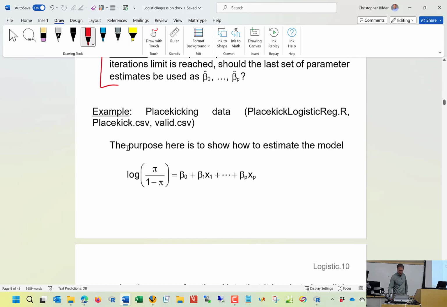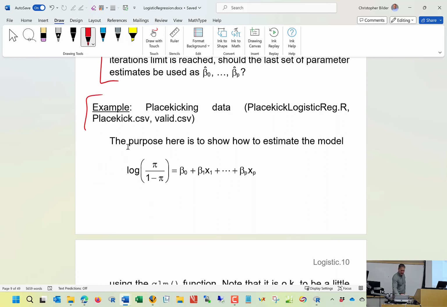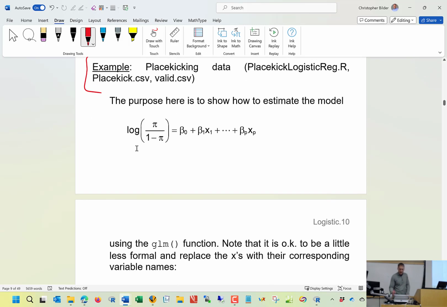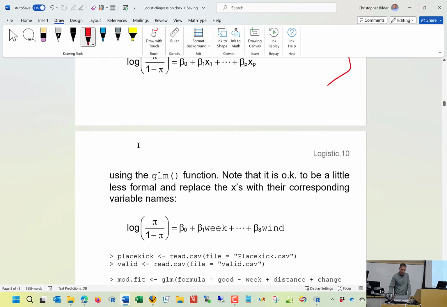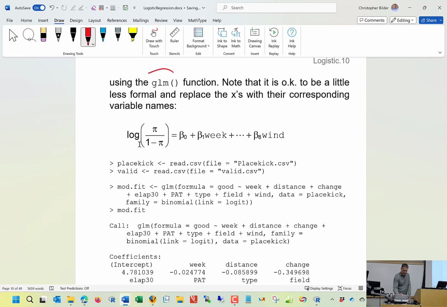Okay. So now we get to an example finally. Again, we're going to use the place-scaling data set here. The purpose here is simply to show how we can estimate this model. Eventually we'll get to the prediction part in terms of predicting a success or failure. So the way that this model can be estimated in R is through a function called GLM. GLM stands for Generalized Linear Model. Why is it called that?